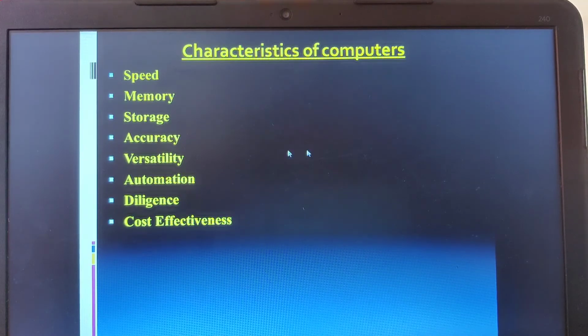Moving on to the next characteristic, that is storage. After processing the data and information, we need the data to be stored permanently. The memory unit provides you storage of the data only temporarily.